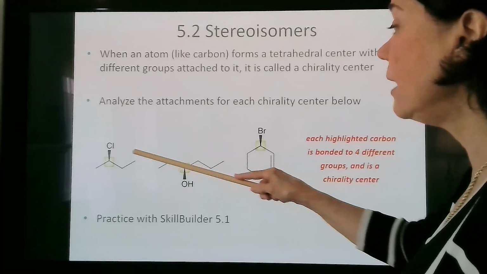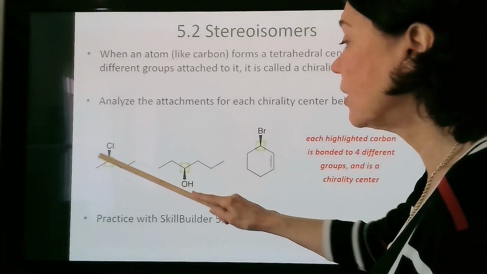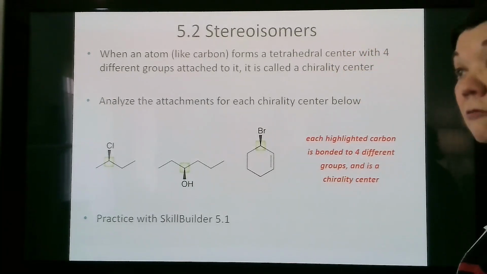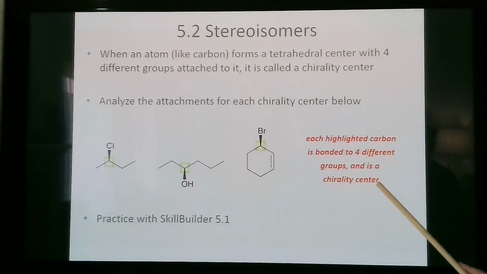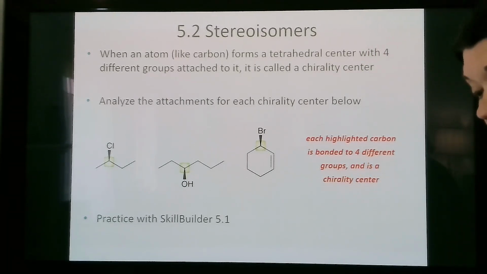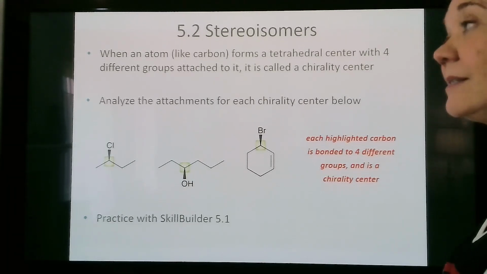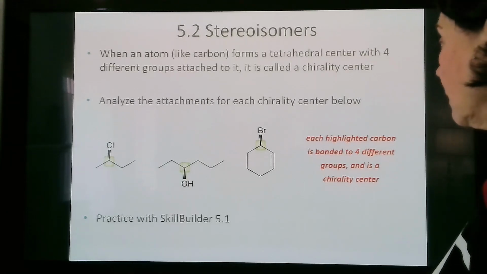So each one is a chiral molecule. Each one of these is a chiral center. Each one of those is a center of chirality. It means the same thing. Or a chirality center or a chiral center. They all mean the same thing. So if you see different phrases that I just mentioned, don't get confused. They all mean the same thing.